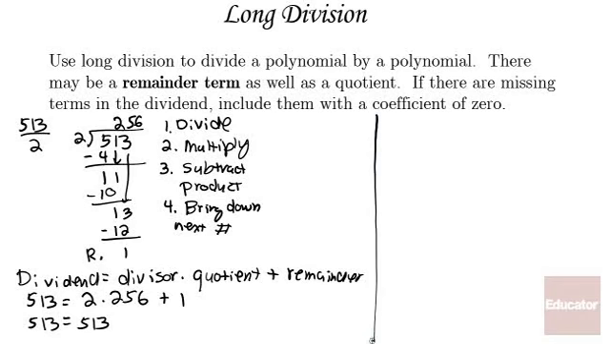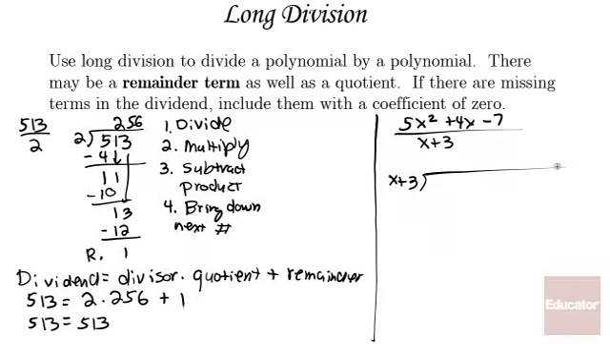Now, polynomials. Same concept. Looking at this example, which is going to be 5x squared plus 4x minus 7, all divided by x plus 3. Using long division. Same steps that I took over here. Okay, so I'm going to start out with x and divide that into 5x squared. So I have 5x squared divided by x, and you can see that this is going to give me 5x, because one of the x's will cancel. Okay, so that gives me 5x.